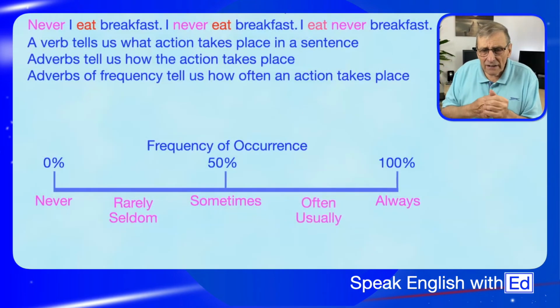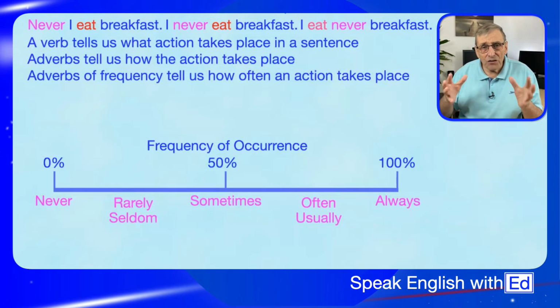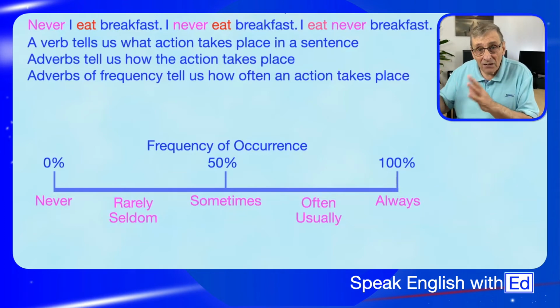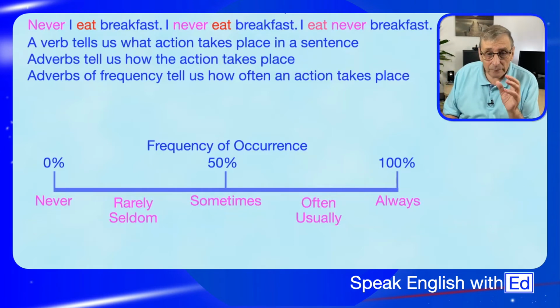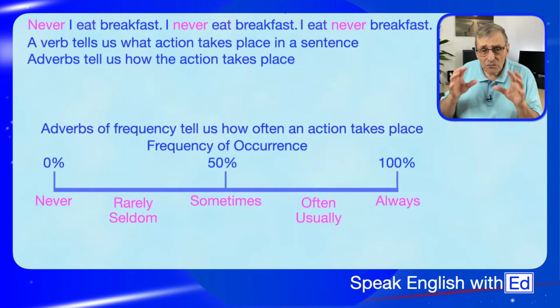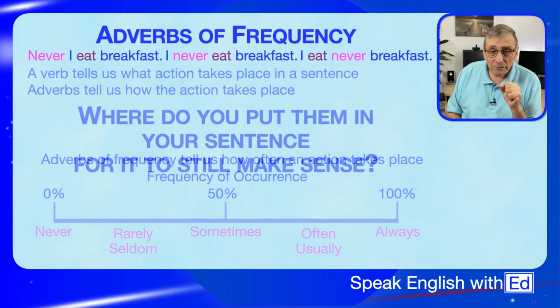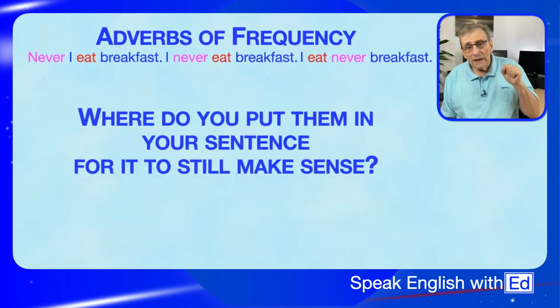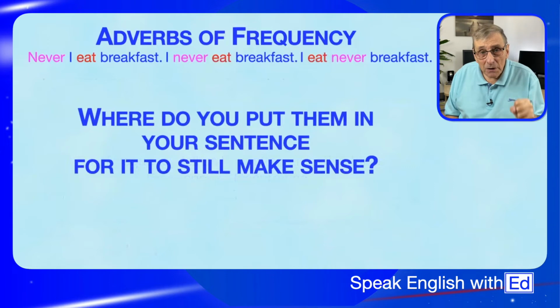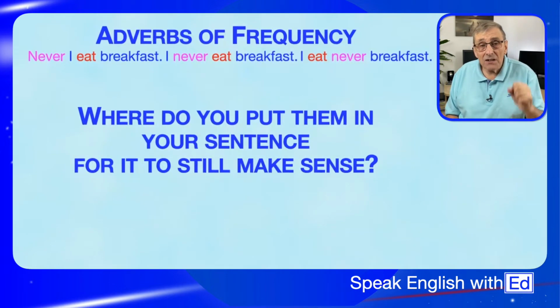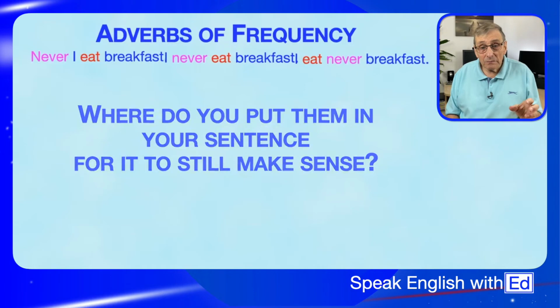Now if we go to the other end, if we're using something at the high end of sometimes, we use often or usually. And this chart really is the adverbs of frequency, and it tells us how often an action takes place. That's what adverbs of frequency do. So where do you put them in your sentence for it still to make sense? You want your sentence to make sense, so where are you going to put them?